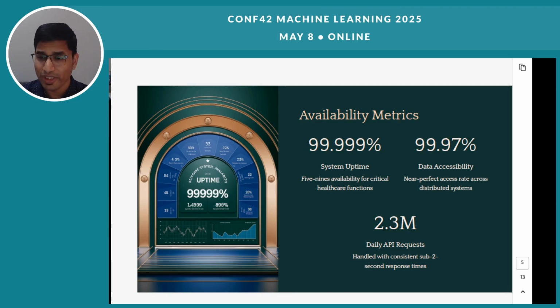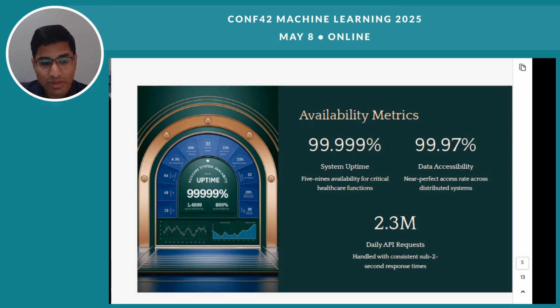The first point is about system uptime. We should design a system architecture to achieve five nines availability, ensuring uninterrupted access to healthcare services around the clock. The second is data accessibility. The accessibility target is again close to five nines, enabling clinicians and healthcare staff to retrieve information quickly, reliably, whenever needed, 24/7.